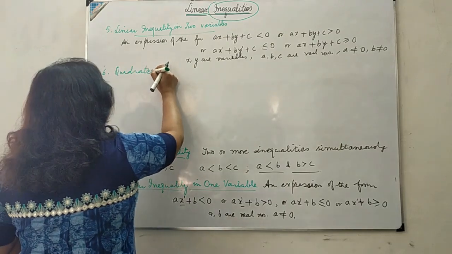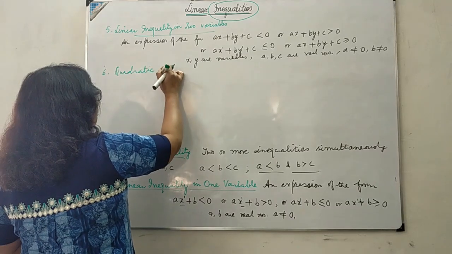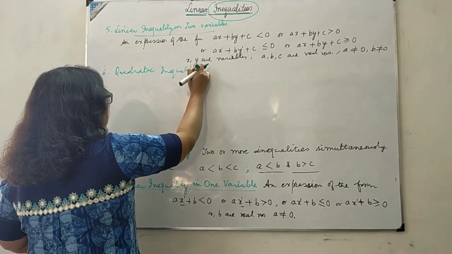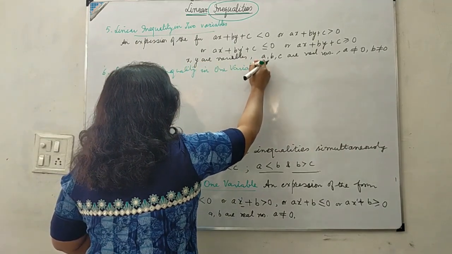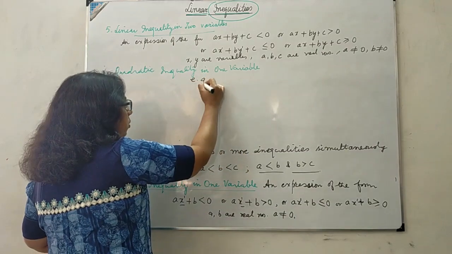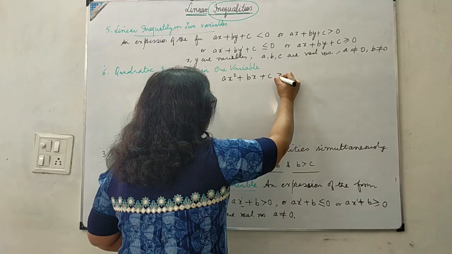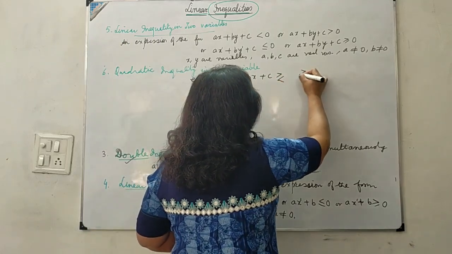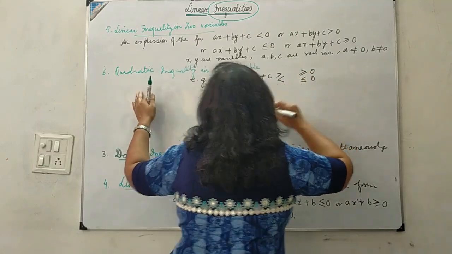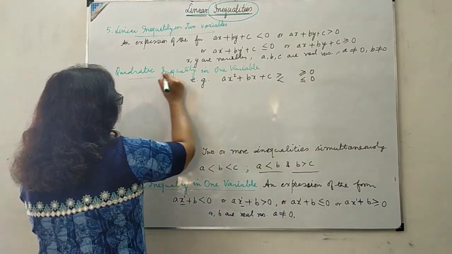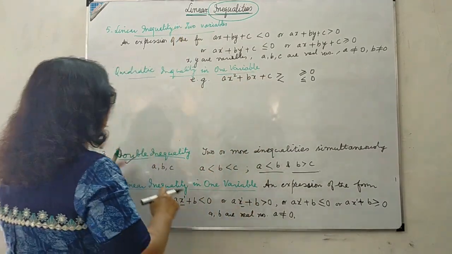Quadratic inequality, that is in one variable. For example, an expression of the form ax square plus bx plus c greater than, or less than, or greater than or equal to, or less than or equal to. These are the four forms of the quadratic inequality in one variable, and so on. But we are to study only linear inequalities.